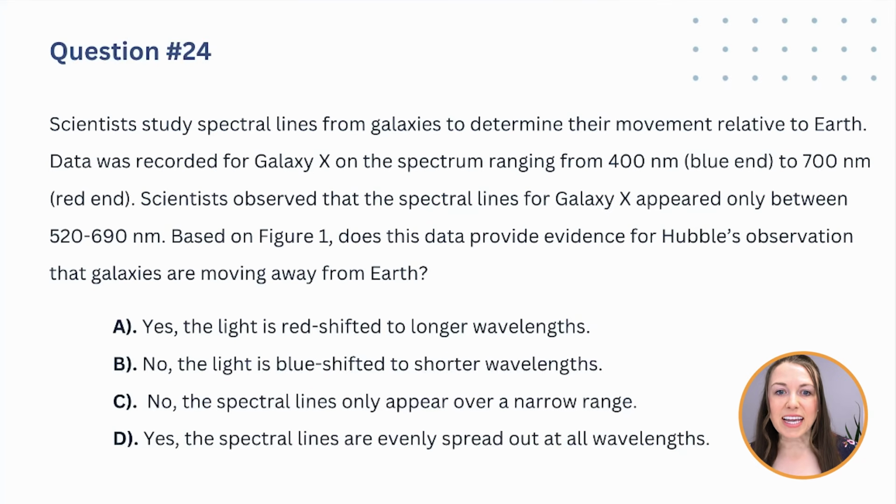Question 24. Scientists study spectral lines from galaxies to determine their movement relative to Earth. Data was recorded for galaxy X on the spectrum ranging from 400 nm, the blue end, to 700 nm, the red end. Scientists observed that the spectral lines for galaxy X appeared only between 520 and 690. Based on figure 1, what does this data provide evidence for: Hubble's observation that galaxies are moving away from the Earth? Okay, let's go back to figure 1.